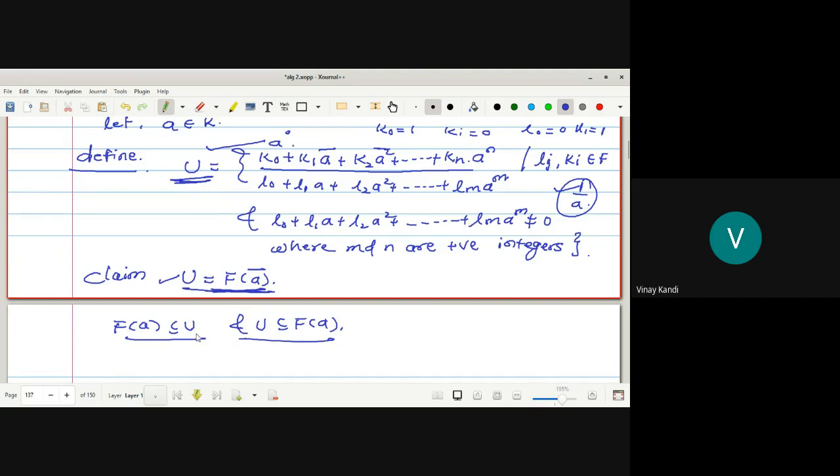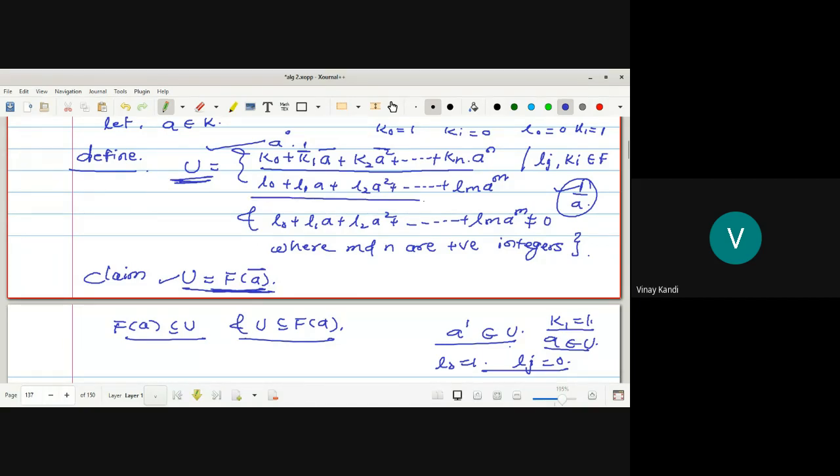Do you understand how U is defined? a raised to 0, a raised to 1, a raised to 2. By this method we can adjoin. Suppose I want to show that a raised to 1 is an element of U: I take L0 equal to 1 and all the other Lj equal to 0, and except that K1 is equal to 1 and all the Ki are 0, then we can say that a belongs to U. And this U is nothing but F(a).